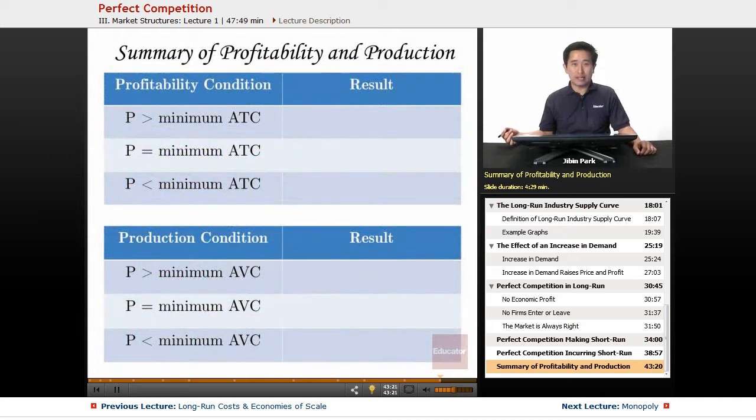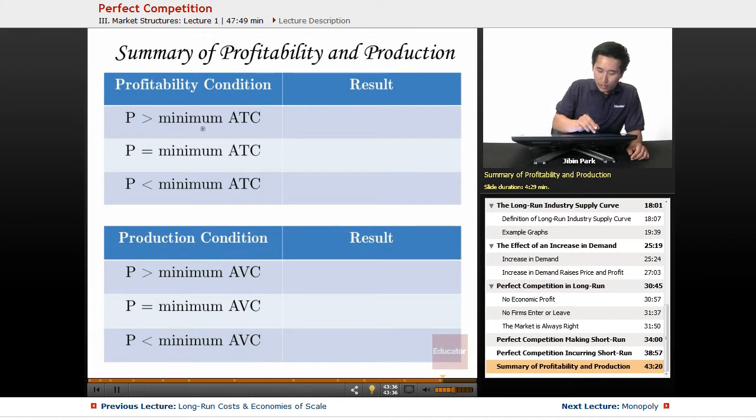We're going to take a look at the summary of profitability and production. The first part, in terms of profitability, we're going to look in terms of the long run, what a business is going to do in the long run, whereas the production is more of a short run decision.